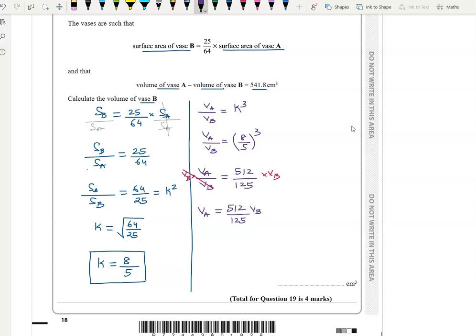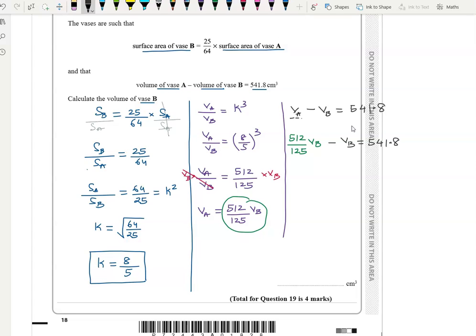Now it says volume of A minus volume of B is 541.8. In place of volume of A, we can substitute the value, which is 512 upon 125 B. So volume of A can be written as 512 upon 125 volume of B, minus volume of B, equals 541.8. Now these two are like terms, we can combine them.